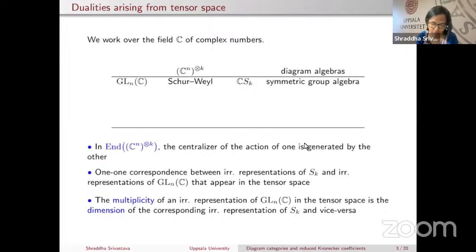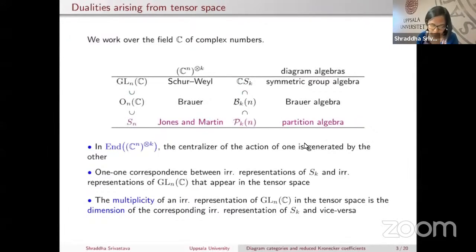And over the years, there have been many such setups for groups and algebras. So, for example, Brauer restricted the action of the general linear group to the orthogonal group, and he showed the Schur-Weil duality between the orthogonal group and the so-called Brauer algebra. So when the group is small, the centralizer becomes large.